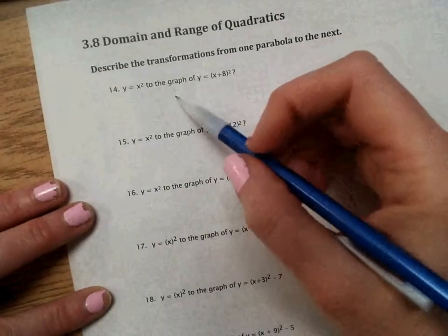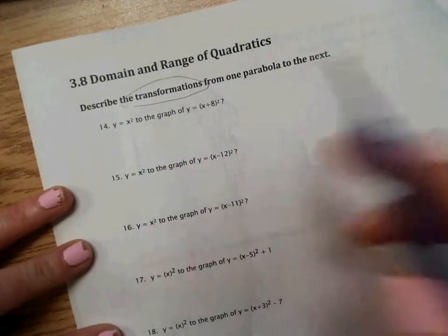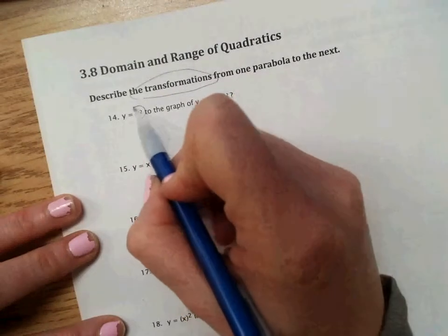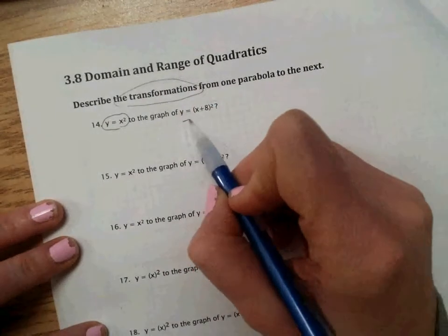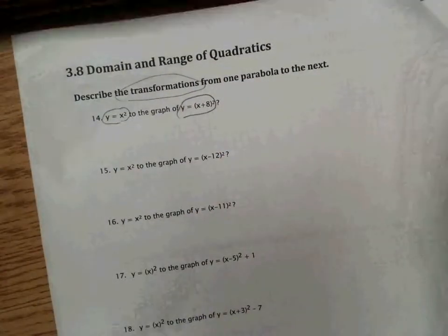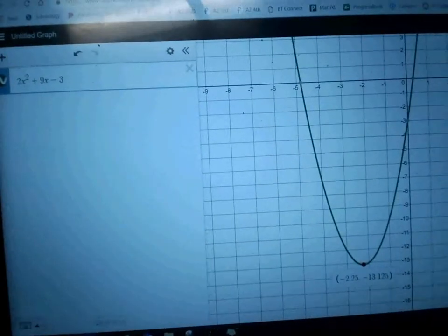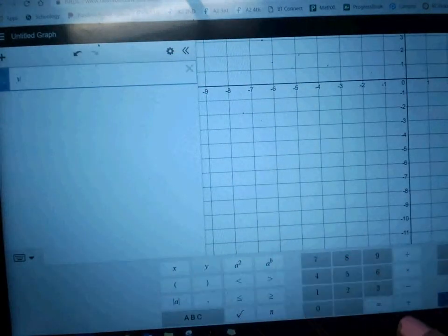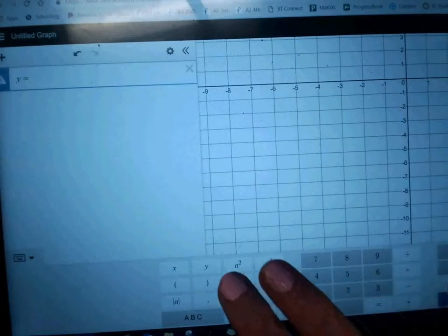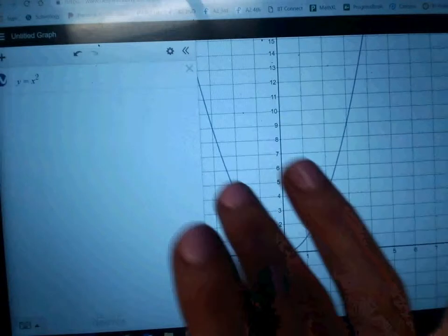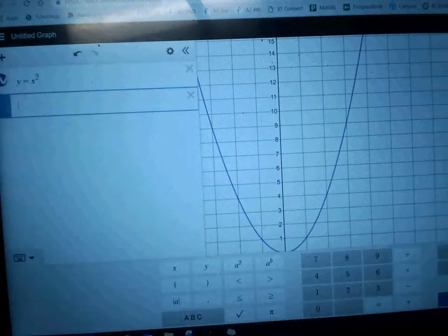On the back, it's a little bit different. We want to describe the transformations. So I want to know what happens between when y equals x squared and y equals x plus 8 squared. So I'm actually going to graph both of these on my Desmos. Y equals x squared. Here we are.